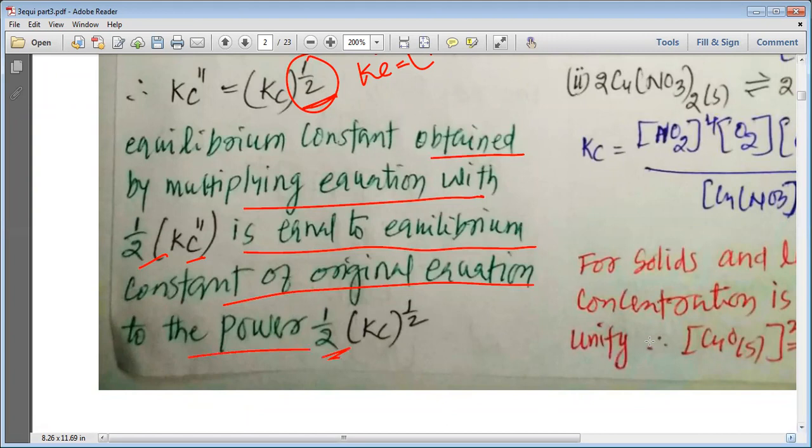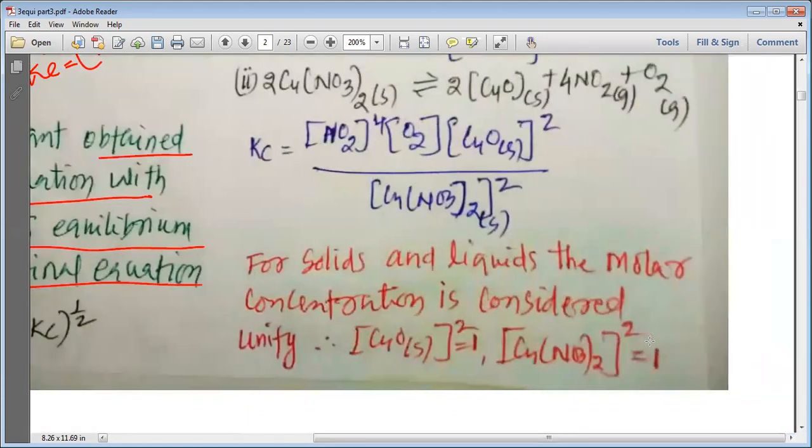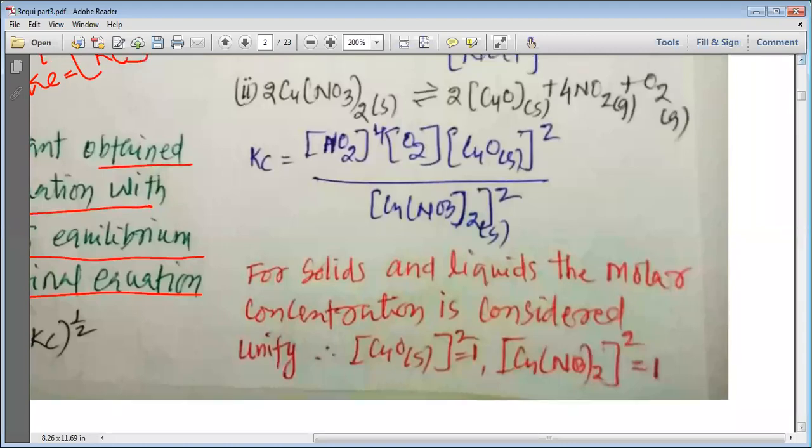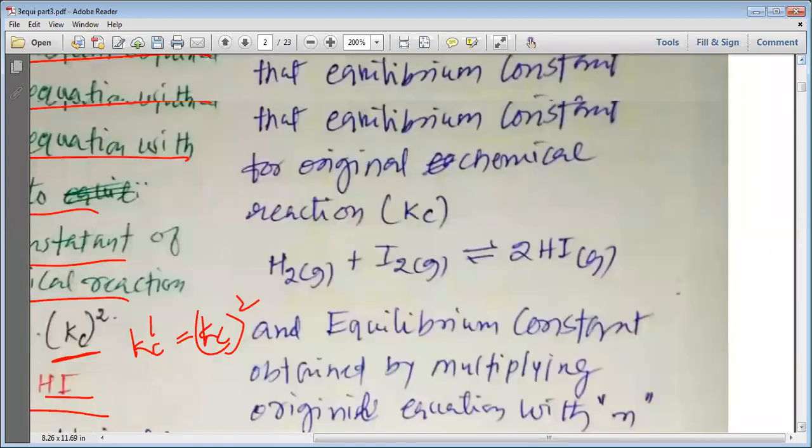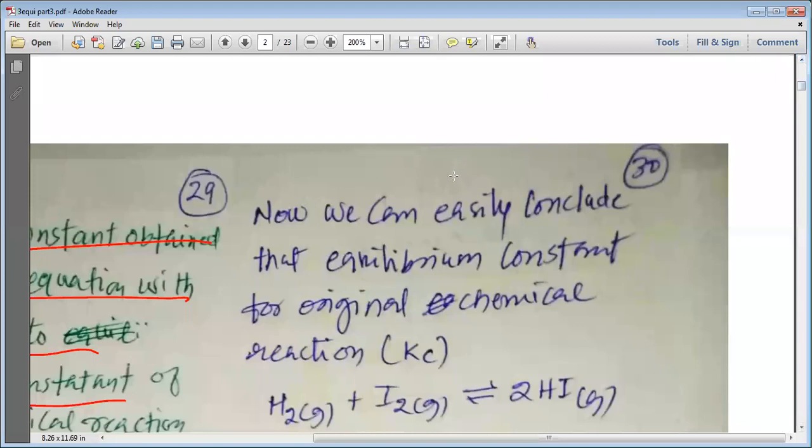So if the original equation is multiplied by 2, we get the new expression Kc dash equal to Kc to the power 2. If the original equation is multiplied by 1 by 2, then Kc double dash is equal to Kc to the power 1 by 2.